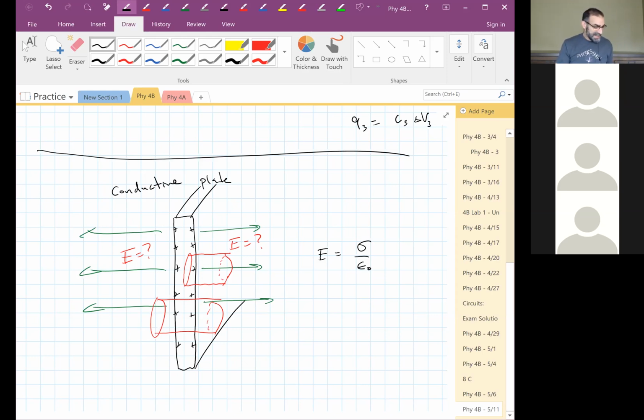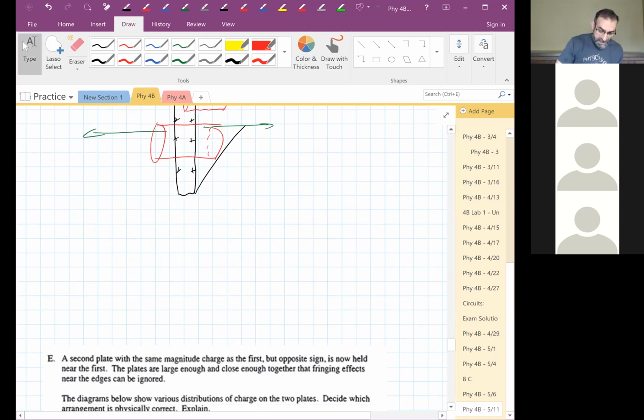Now, let's take our conductive plate and let's bring another conductive plate close by. So we have our conductive plate.